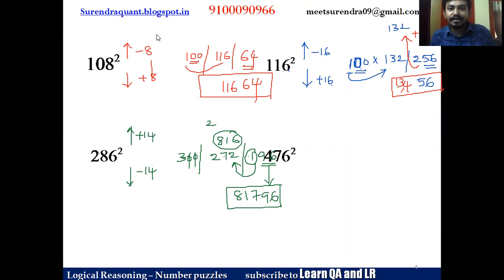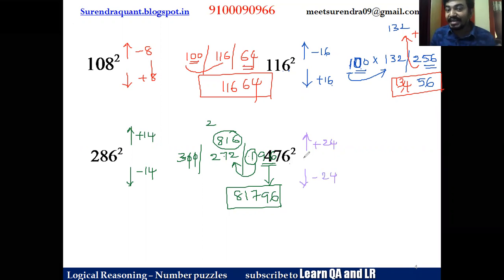476 square, right? Now 476 square. What kind of adjustment can you prefer now? So add 24 and subtract 24, because 476 plus 24 is 500, and 476 minus 24 is 452. And what is the adjustment you are doing? 24. 24 square is 576. Now two zeros you can cancel. So take the rightmost two places for the resultant number.